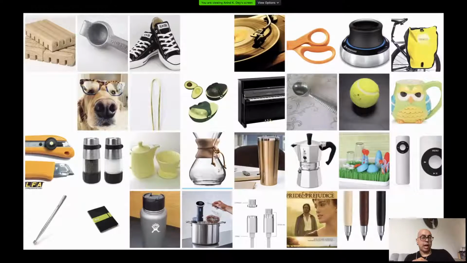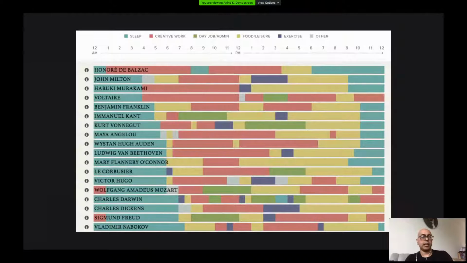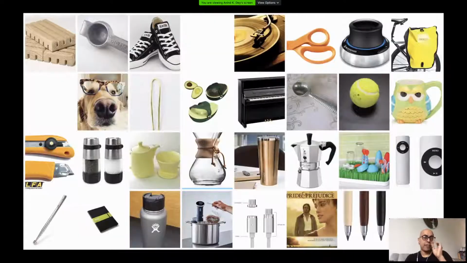So then how do we actually start to collect these routines? Well, we need to start thinking about all of the things that you interact with every day to think about how we could construct knowledge of your routines. Because here we're looking at sleep, creative work, your day job, whatever that happened to be, food and leisure, exercise, and then broadly categorized other activities. So those are fairly coarse-grained, but if we want to get fine-grained information, we need to think about all of the objects that you interact with on a regular basis.